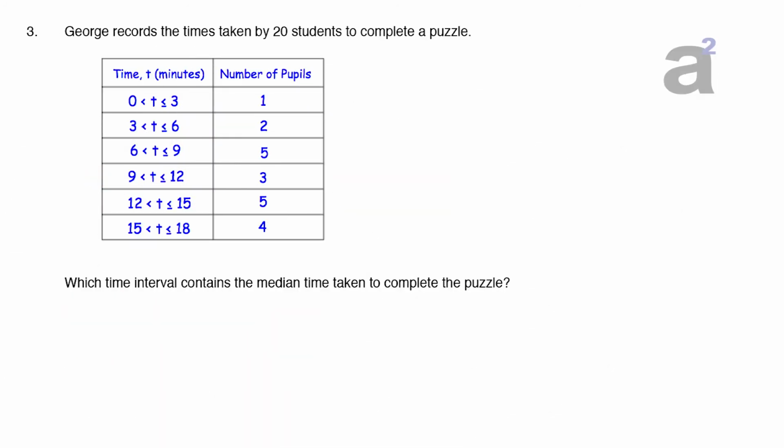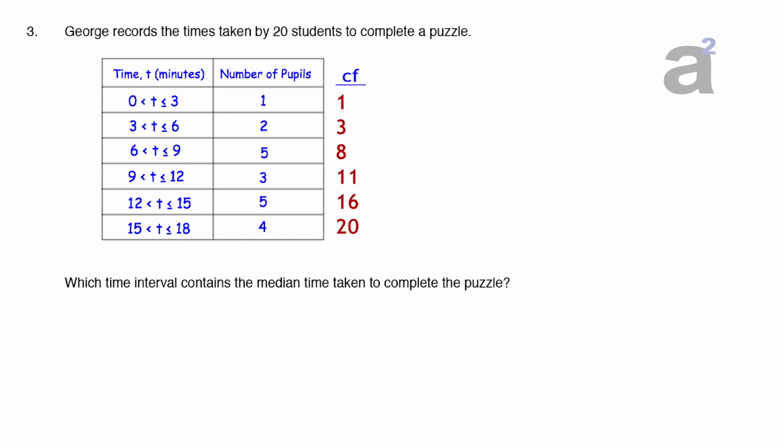See this question. George records the times taken by 20 students to complete a puzzle. So 0 to 3 minutes, 1 person. 3 to 6 minutes, 2 persons. 6 to 9 minutes, 5 persons, like that. What is the cumulative frequency table?